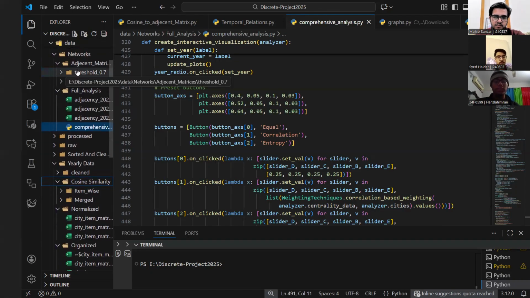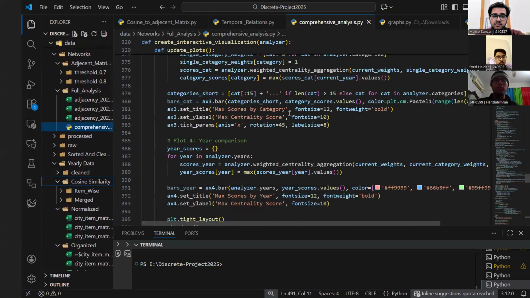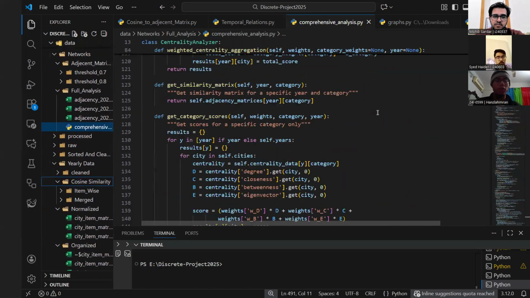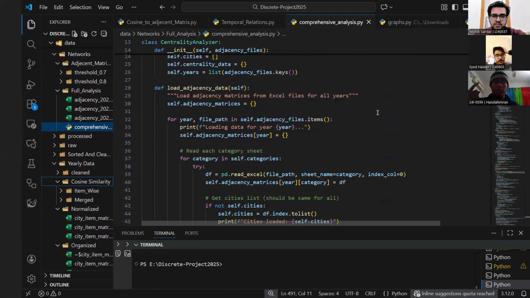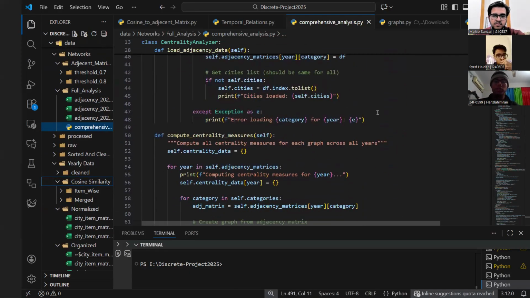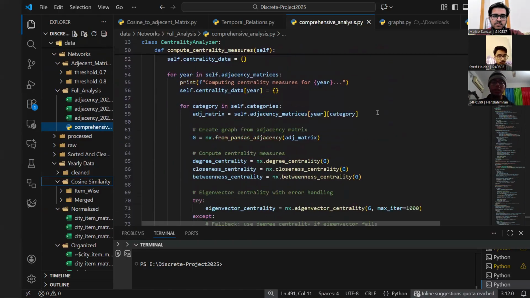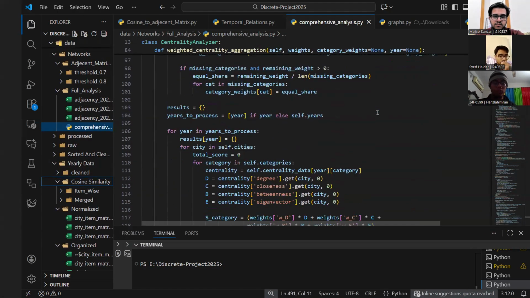Then is the comprehensive analysis, which basically consists of an entire class by the name of centrality analyzer. Basically, you pass the Excel files, aka the adjacency matrix, to this. The first function loads the adjacency data. You can compute the centrality measures, then the weighted centrality. You can already see the formulas.